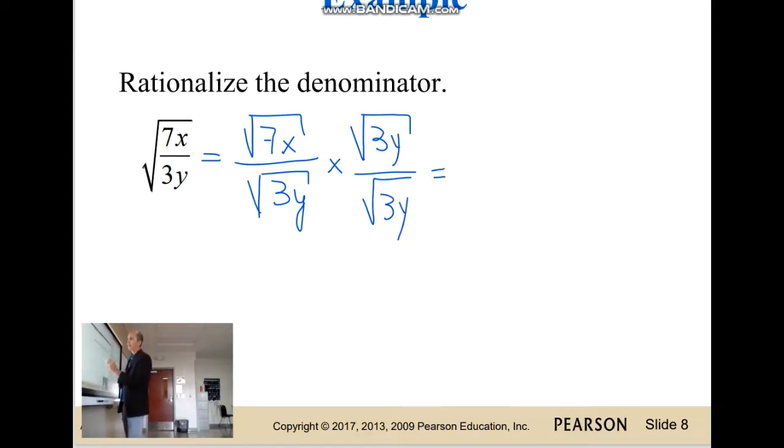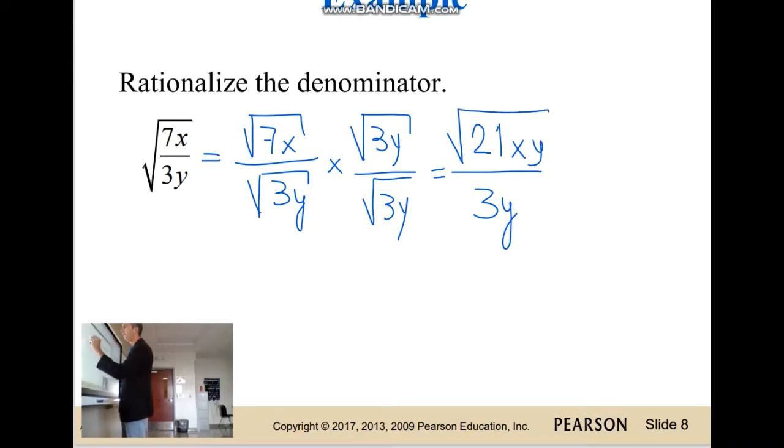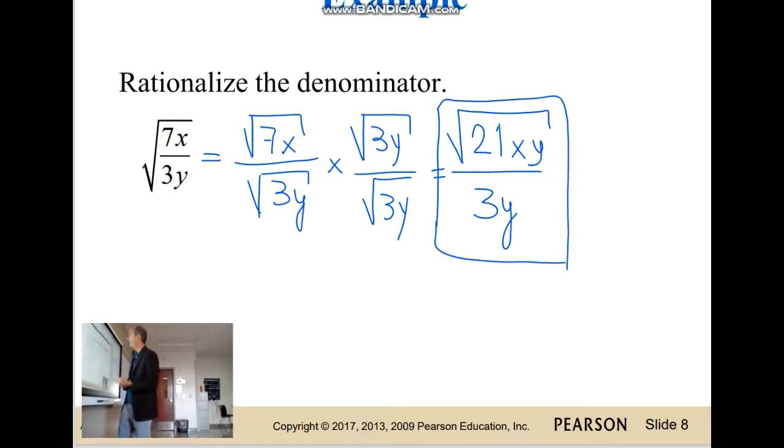And then the denominator is going to be just 3y. We got rid of the square root, just have 3y on the denominator. And the numerator now is going to be square root, and we can multiply 7 times 3, 21, right? And x times y, xy. And this is the result. This is the simplification by also rationalizing the denominator.